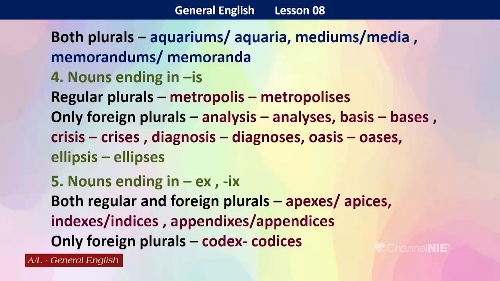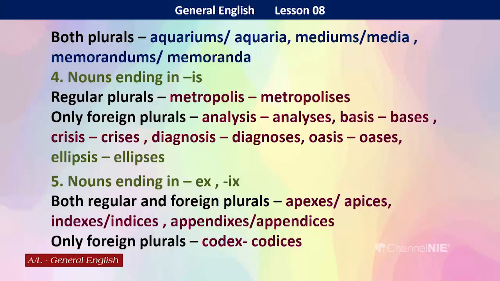Regular plurals by adding es. Metropolis, metropolises. Regular way of forming the plural by adding es. Then only foreign plurals like analysis, analyses, same pronunciation, my dear children, but different spellings. Analysis, the last two letters are is in the singular noun, but in plural noun, last two letters are es. Then basis, bases, again same pronunciation, but the meaning is different.